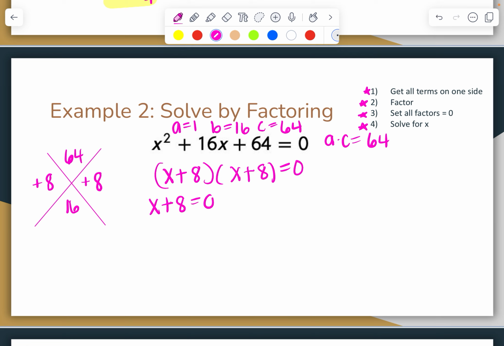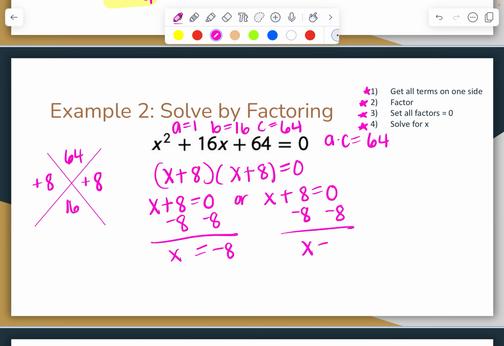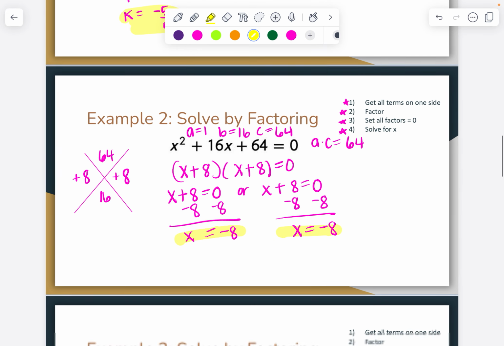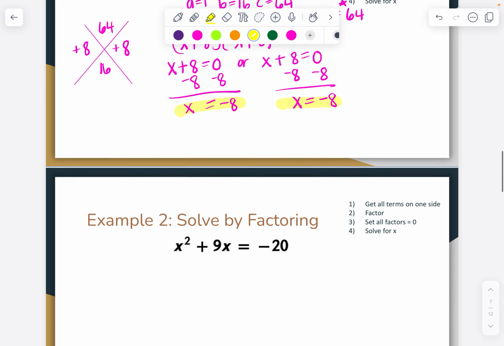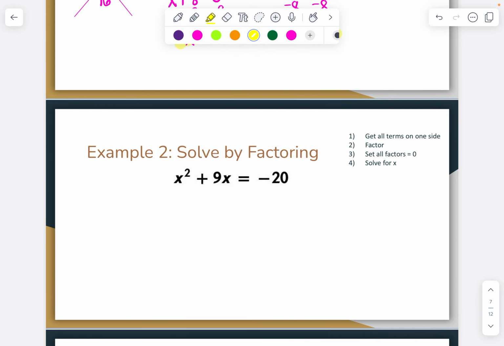We're on step 3 here. x plus 8 equals 0, or x plus 8 equals 0. Because these are the same factors, we're going to get x equals -8 for both answers. So x equals -8. This is one that only has one solution. All right, let's look at the next one.